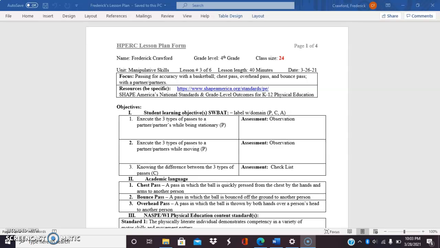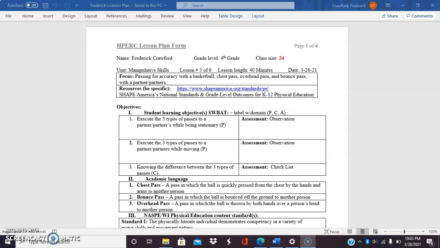The focus of the lesson plan, passing for accuracy with a basketball, chest pass, overhead pass, and bounce pass with a partner slash partners. The resource, I just use SHAPE, the national standards. The objectives. Objective 1, execute the 3 types of passes to a partner slash partners while being stationary. That's psychomotor. And the assessment, observation.